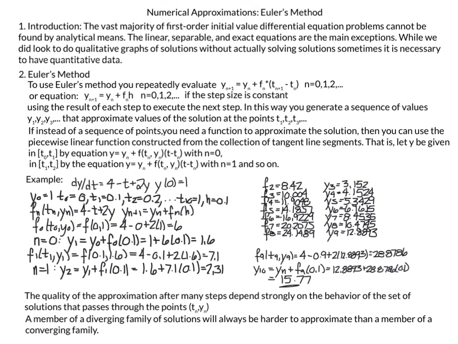To summarize this video, we talked about Euler's method, which is a numerical method we use to approximate a solution of a differential equation where we cannot use analytical means to solve it, and qualitative solutions or graphs are not sufficient. We went over the method, and we also talked about how the quality of the approximation after many steps depends strongly on the behavior of the set of solutions that passes through the points, and a member of a diverging family of solutions will always be harder to approximate than a member of a converging family. I should also mention another way of getting better approximations is to have a smaller step size h.